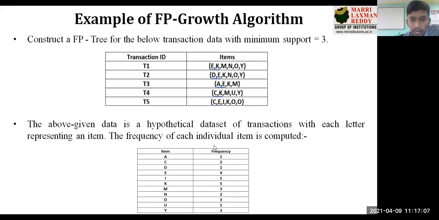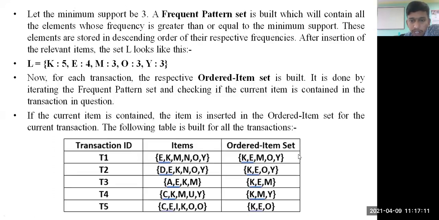After calculating this, as everybody said, what are the frequent item sets? Now you can see the values which are meeting the criteria. So we consider it as L. The values whichever meet the criteria are kept into a separate table called L, in descending order. K is 5, E is equal to 4, M is equal to 3, O is equal to 3, Y is equal to 3.